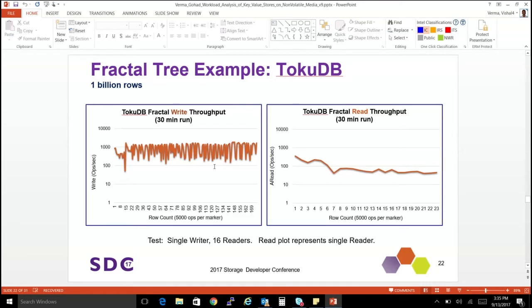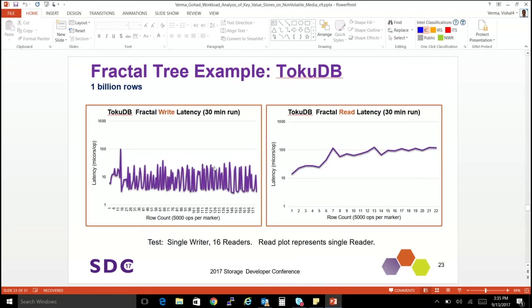Again, we saw how RocksDB was behaving for 1 billion rows, and then this is the TokuDB fractal tree. This is just showing, when your writer thread is running, how are the IOs happening? Is it really stable, or are there a lot of ups and downs as you start filling up? And then there is the read throughput graph here, and of course the write latency and read latency, they were basically dependent on the operations, how they were behaving.